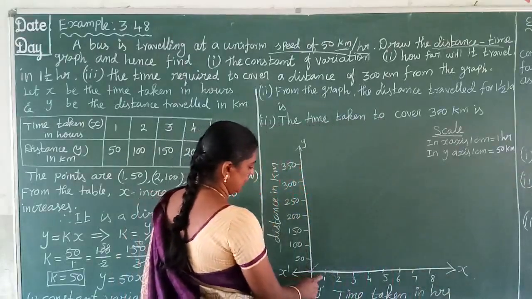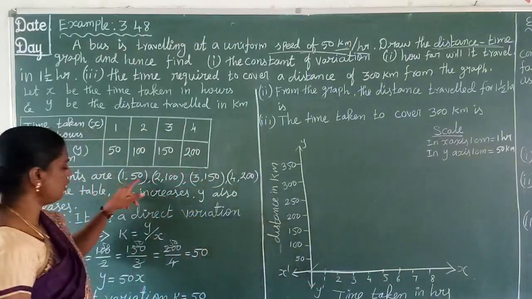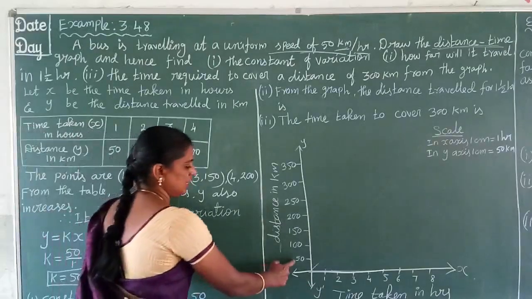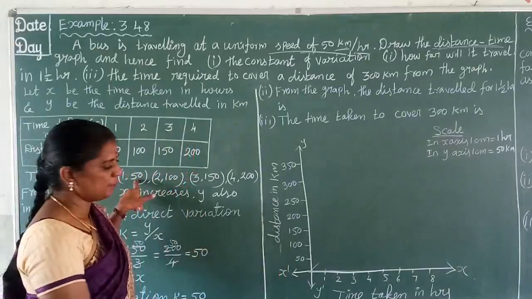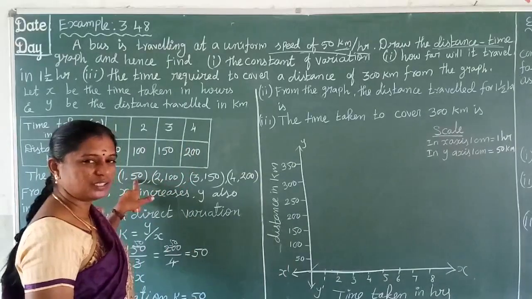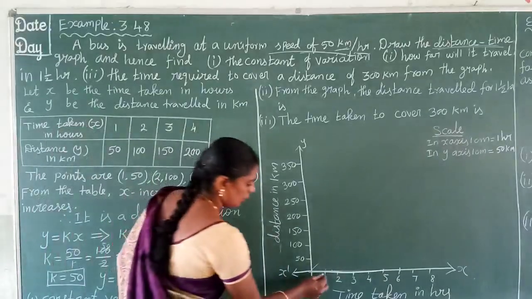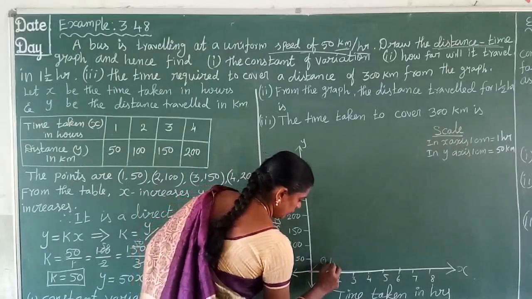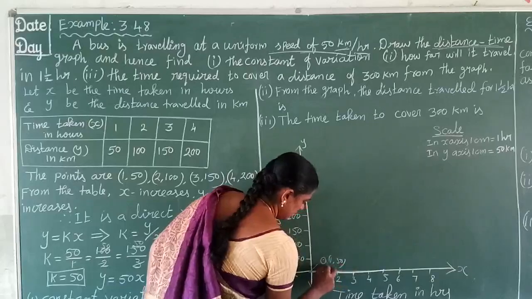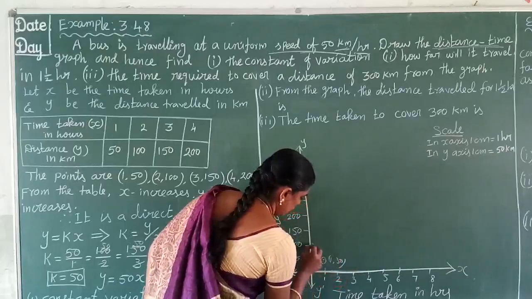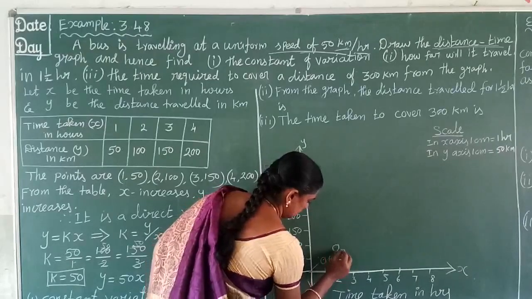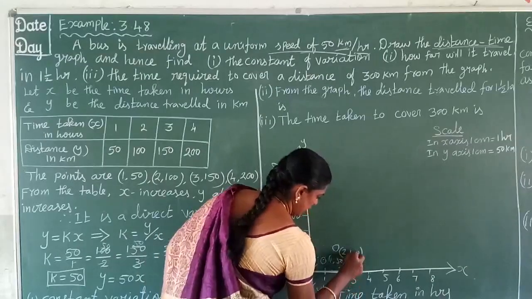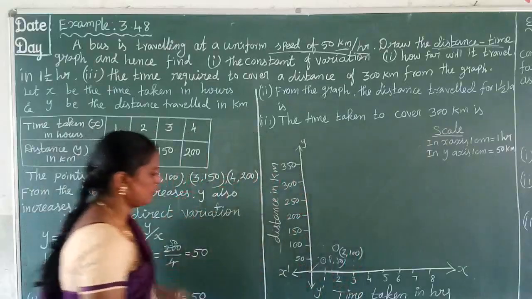And next, mark the points. See that (1, 50): on the x axis 1, on the y axis 50. I hope all of you understand how to mark the points from the table. So here (1, 50). Next one (2, 100). Next one (3, 150).